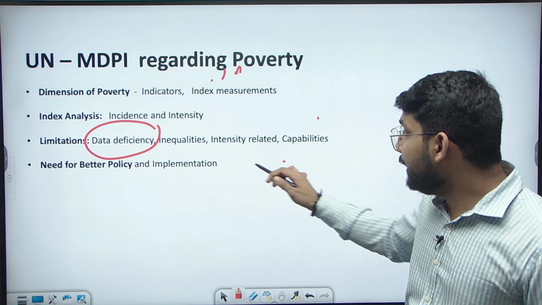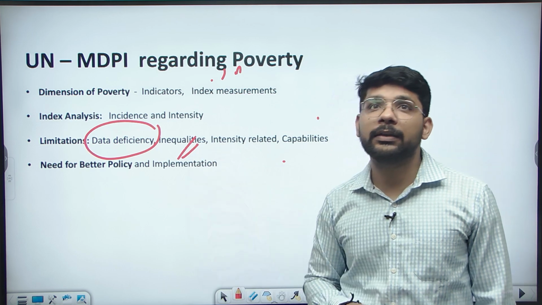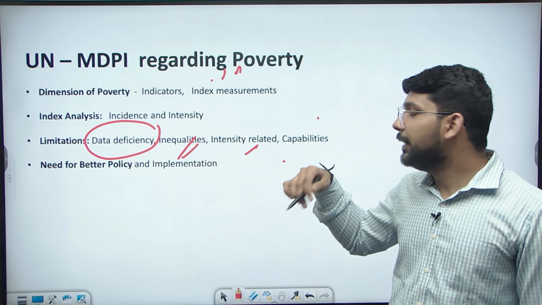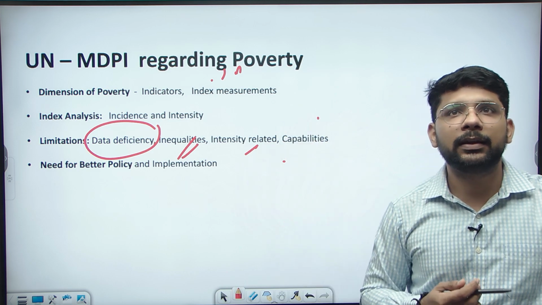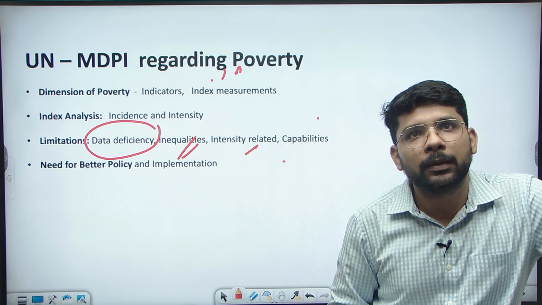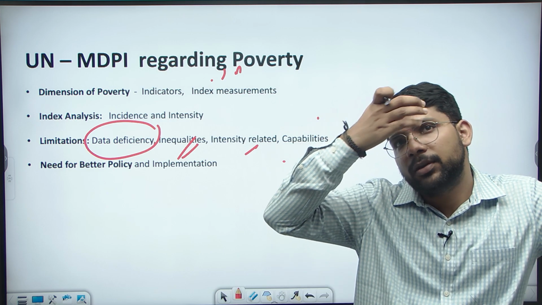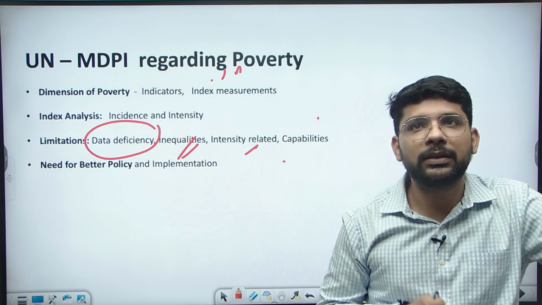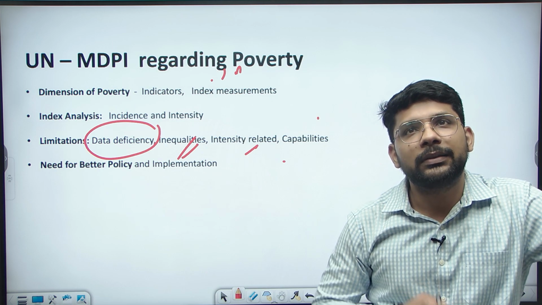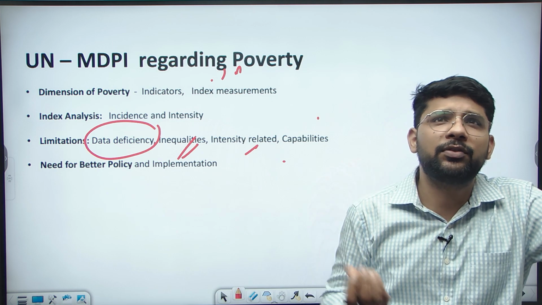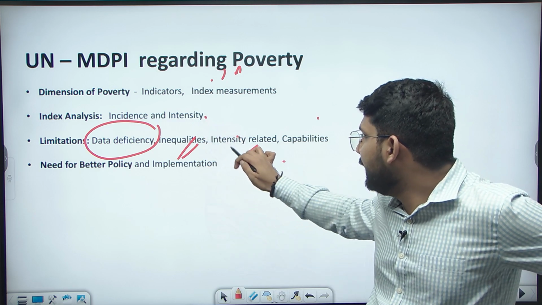The inequality between countries, the intensity level in different countries, the capability of different countries. So they are not focusing on that, they are taking everybody equal. There is an issue with the data. So these are some of the limitations related to data deficiency, related to inequality and intensity.